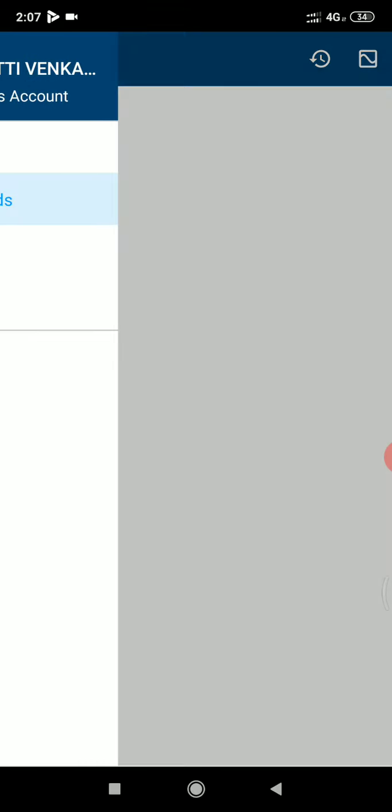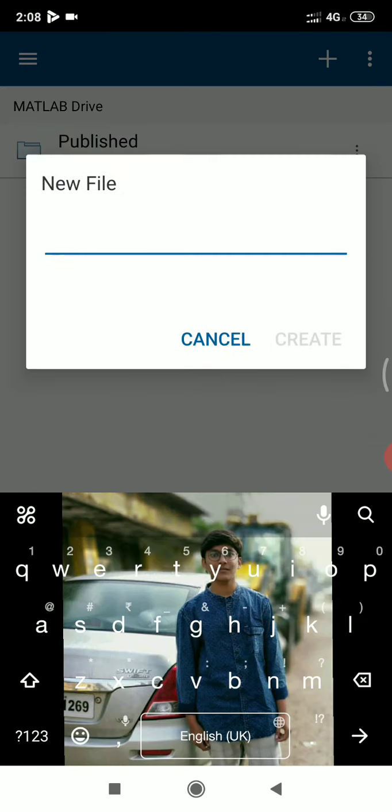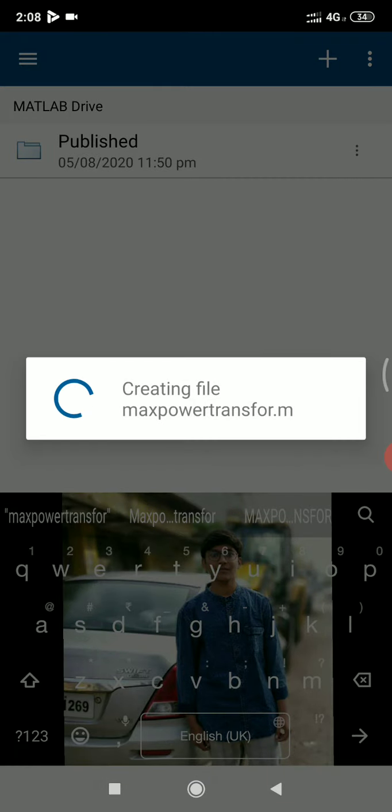I am writing a new program on the maximum power transfer theorem. To write a program, you have to go to the files. I am writing this program in MATLAB. Open a new file, and I am creating it on maximum power transfer. Create it.